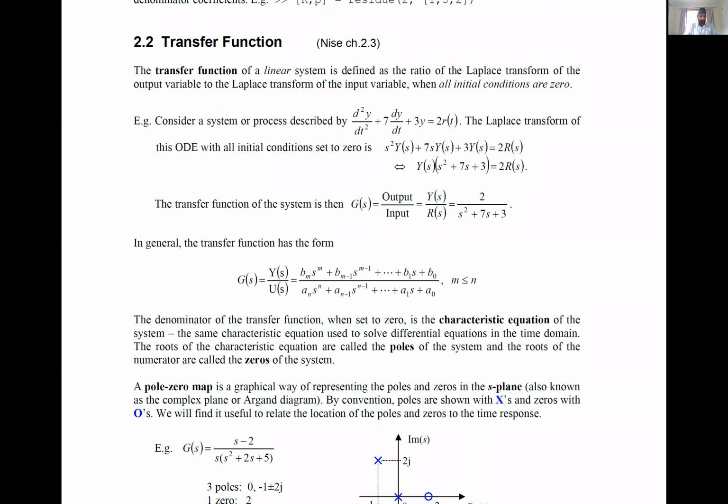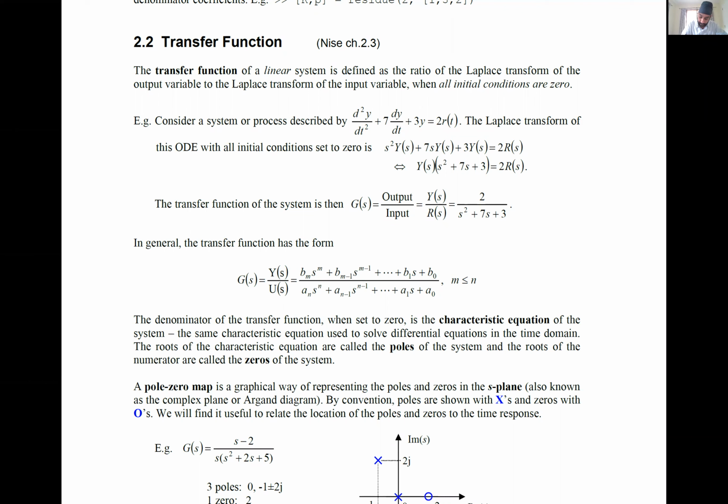Hello, welcome back. Today we look into an important concept which is called transfer function. I'm going to be saying this term quite a lot in this course. You can also find more information about this in your reference book NISE chapter 2.3. So let's see how it is defined.